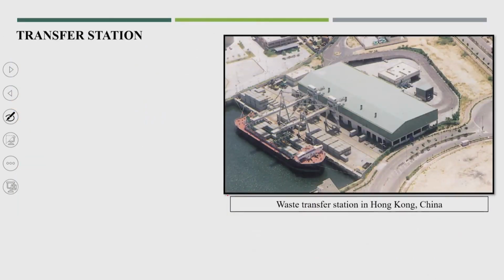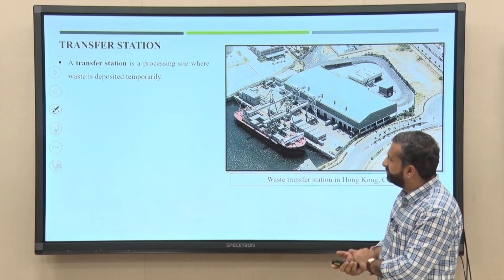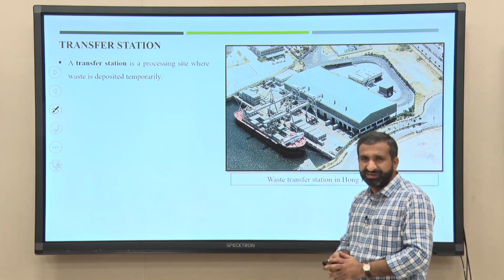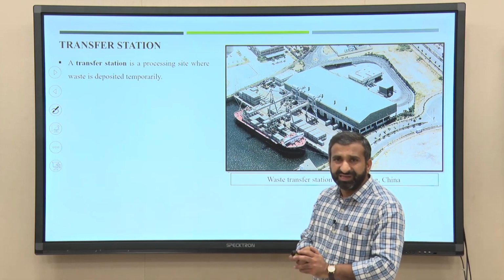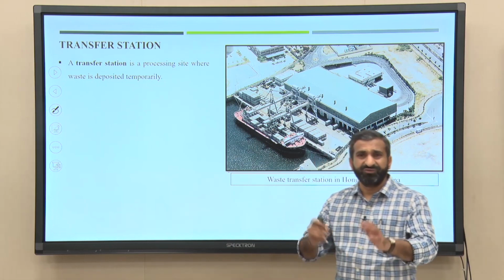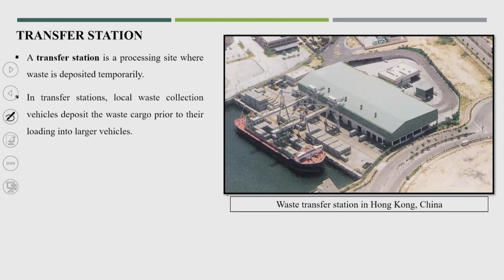So, now the solution is the transfer station. You see here one of the photos I am showing is from Hong Kong, China. Now, a transfer station is a temporary disposal site, which could be very close to the residential area or very close to the waste generation sites. In this transfer station, the local waste collection vehicle disposes the entire waste cargo prior to loading into the larger vehicle.